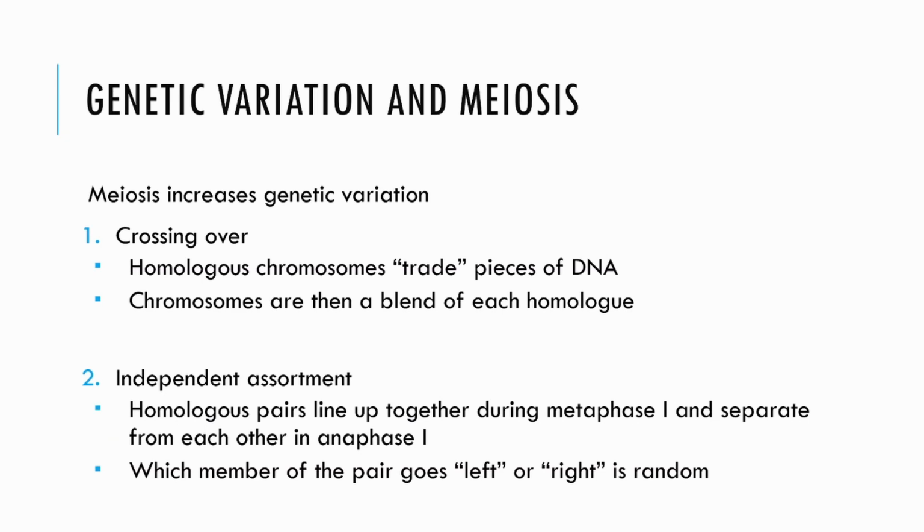This is why you don't look identical to your siblings, because you're not identical to your siblings. There is a little bit of different information because of crossing over and independent assortment that you got from your parents compared to what they got from the same set of parents.